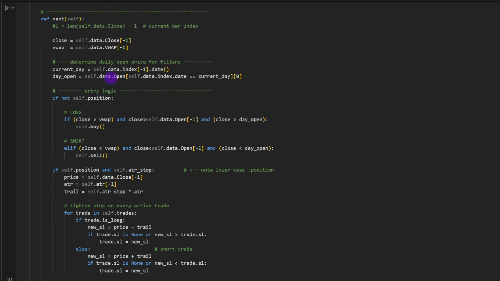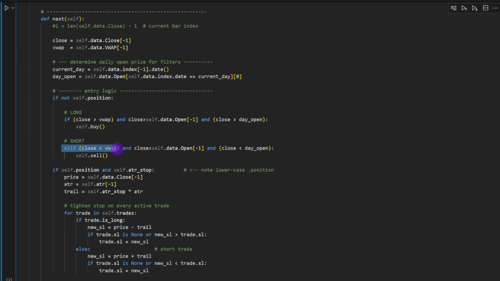Okay, now here's where the magic happens. We're going to define the closing, the VWAP, the current day, the day open price, and then if the close is above the VWAP, the closing price is above the opening price, so that's a green candle, and at the same time I've added this condition, the closing price is above the day open, then we have a buying position, self.buy. So we're buying with the whole equity, no margin, no leverage for the moment. We're just buying as is, with no stop loss or take profit at the moment.